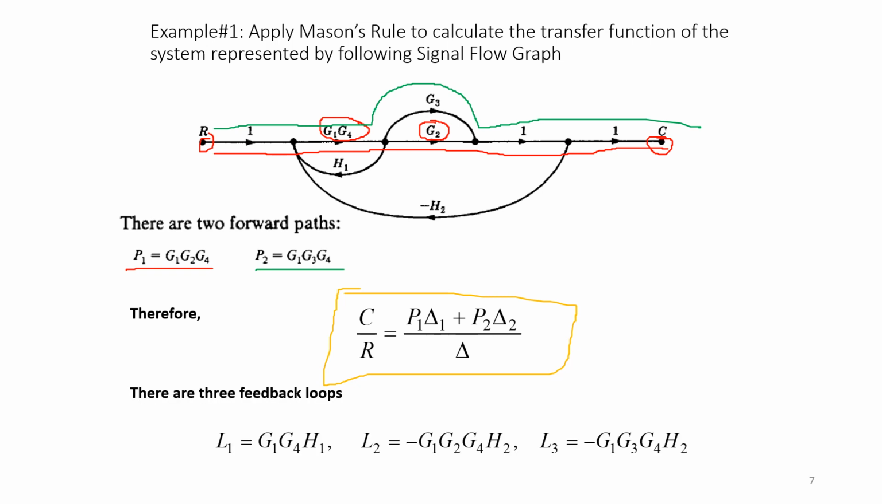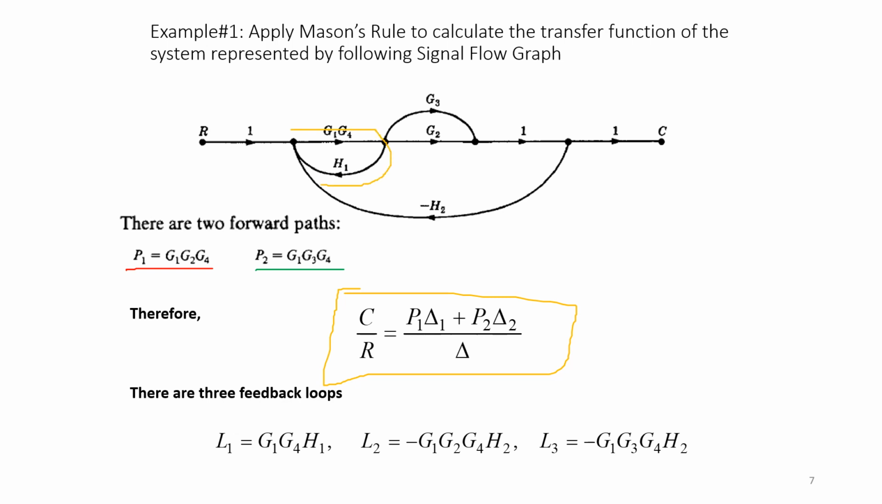Now we will find the number of feedback loops. As you can see, you start from one node and you have to reach the same node. So let's take this. This becomes one loop, yellow color 1. Just multiply the loop gains here. That becomes your L1, which I have highlighted in yellow color. The gain here is G1, G4, H1. So this is my first loop.